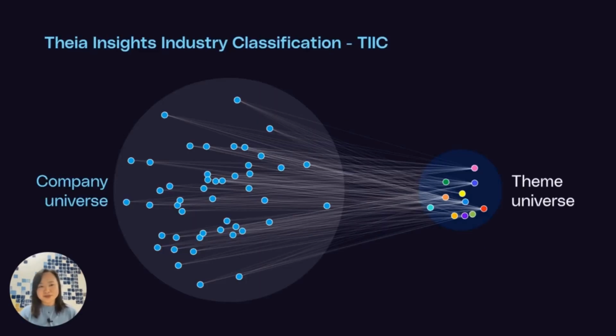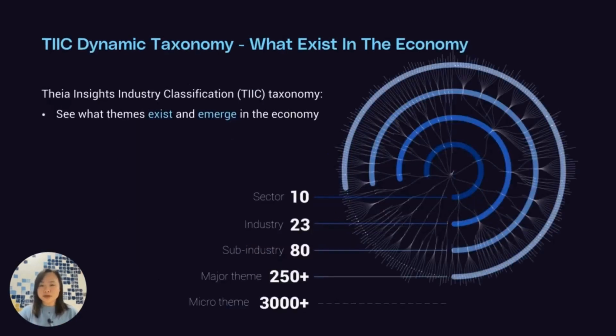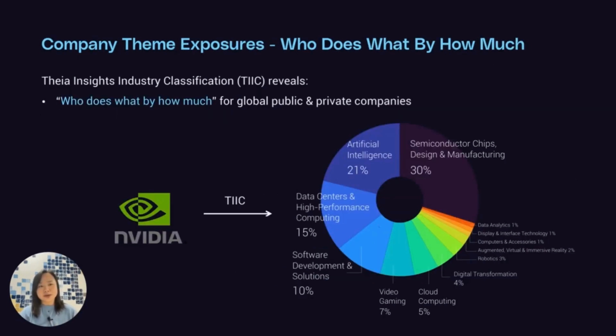First, what companies do. Our first product, Theia Industry Classification, maps a universe of companies to a universe of themes. It tells you what exists in the economy and who does what by how much. The TIIC taxonomy models the industries and themes from 10 sectors on the highest level to over 3,000 micro-themes on the most fine-grained level. And it adapts dynamically to the changing economy.